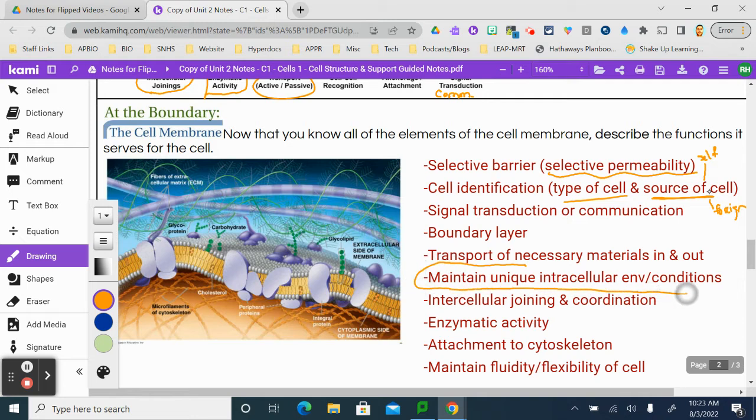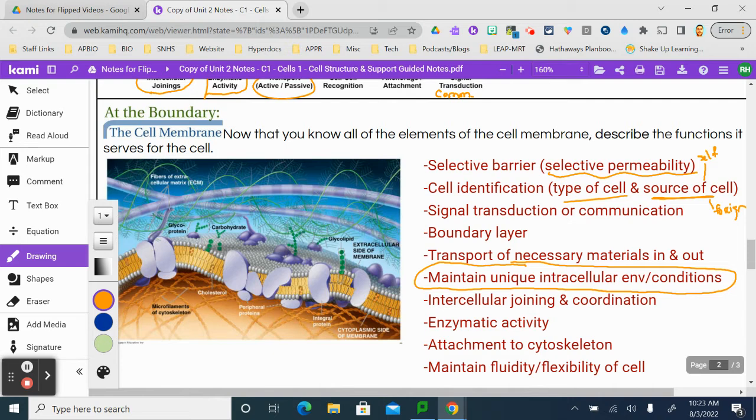Because of the ability to be selective, what the cell membrane can do is it can actually maintain unique intracellular environmental conditions. Sometimes the inside of cells have a different pH. They have a different concentration of proteins, of salts, of ions. And that can't happen unless we have a selectively permeable cell membrane.